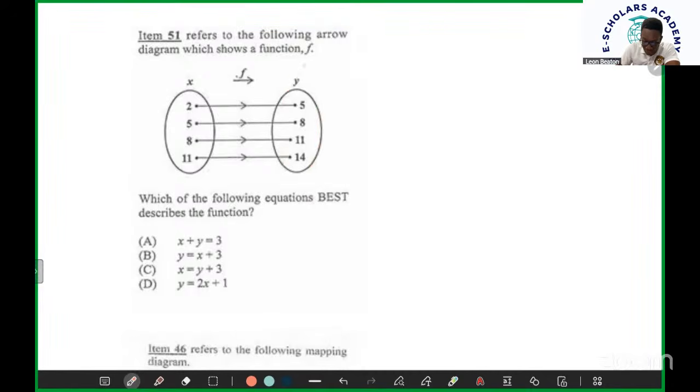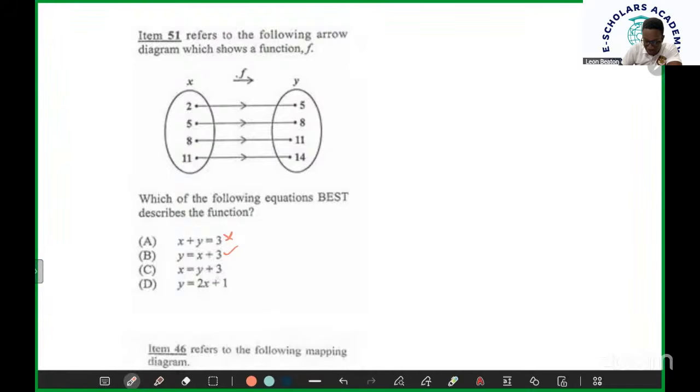We've got a function here, y. Let's see, x plus y is equal to 3. 2 plus 5 is not equal to 3, so that can't work. Let's see, y is equal to x plus 3. Let's see if all of these make that true. 2 plus 3 is equal to 5, that's correct. 5 plus 3 is equal to 8, that's correct. 8 plus 3 is equal to 11, correct. 11 plus 3 is equal to 14, so that is correct. Let me check out the others just in case.